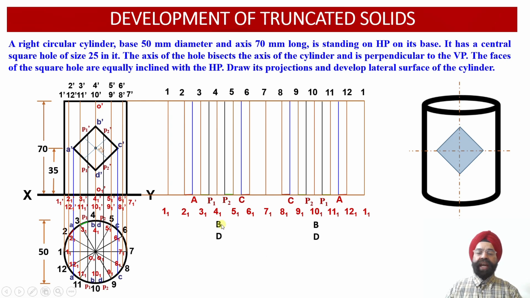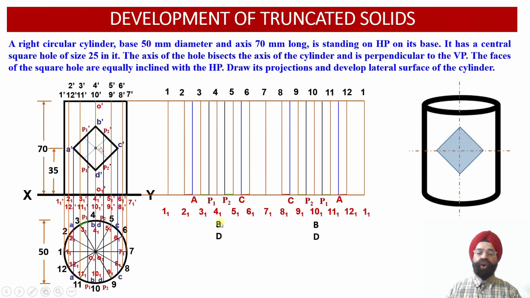We also know that the points B and D will be coinciding with vertical generators 4, 4 1 and 10, 10 1 over here. We have already checked this out in the top view projections as well. 4 and 4 1, B and D have coincided with each other. Similarly, 10 and 10 1, B and D have coincided with each other.